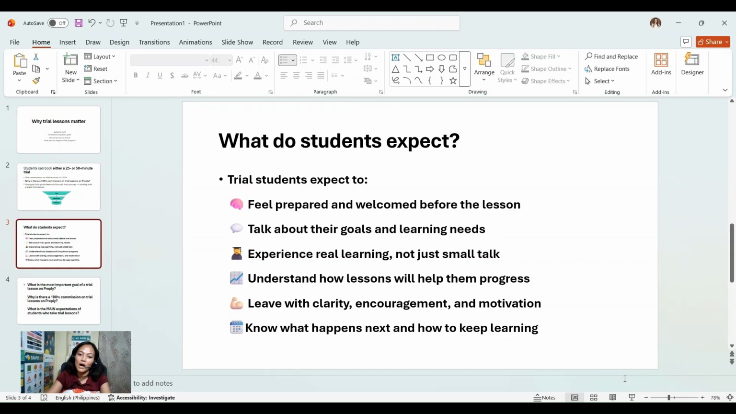Fourth, understand how lessons will help them progress. So dapat offer na mga strategies or my syllabus kung unsa may tabos sa week 1, week 2, week 3, week 4. Amo dyan importante na you have to know their goals and learning needs so that you would know how to help them. Di ba? That's also why they're there in your trial lesson.